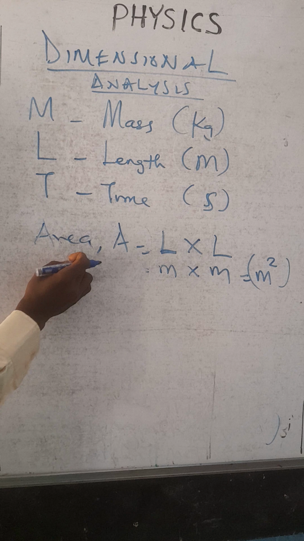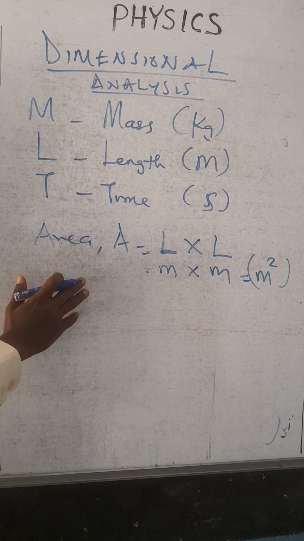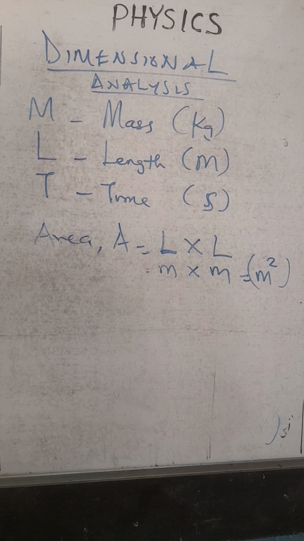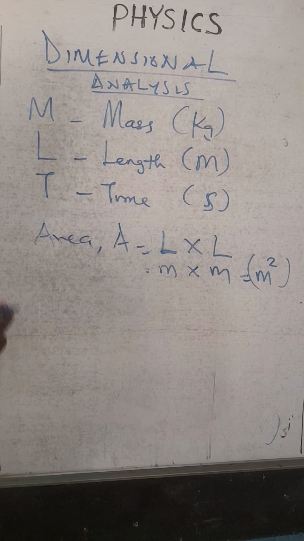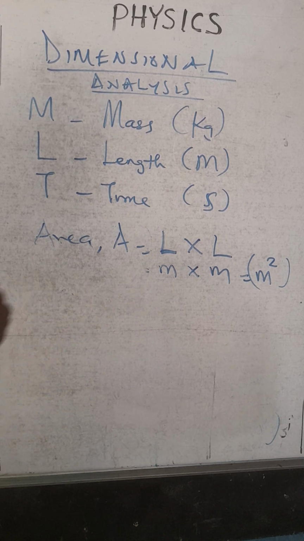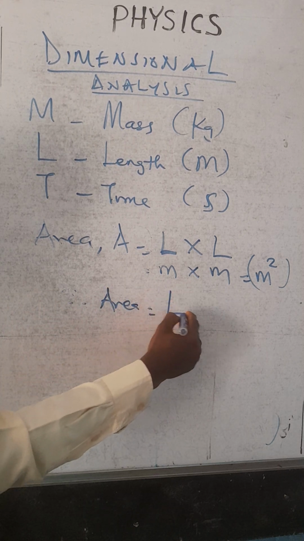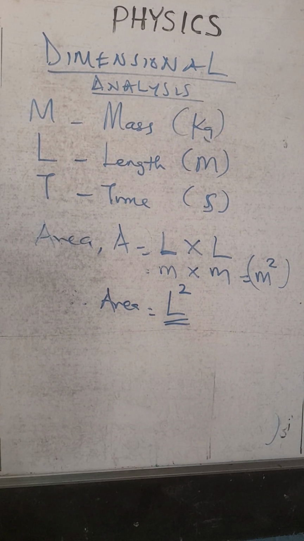And area takes its derivation from the fundamental quantities because it is a derived quantity. So we say that it takes its quantities and units from the basic quantities, which are the fundamental ones. Now, the dimension of area will therefore be L squared, and that is the answer.